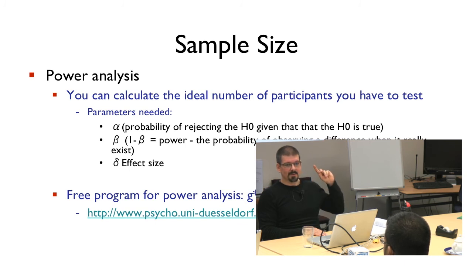And so that's what I was talking about. If you expect this effect to be big, then your required sample size would be smaller. If you expect the effect to be small, then your required sample size would be bigger.